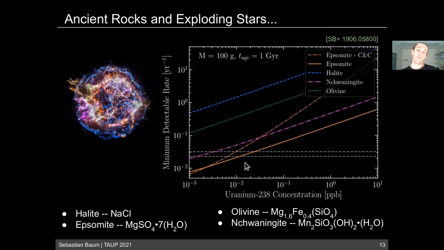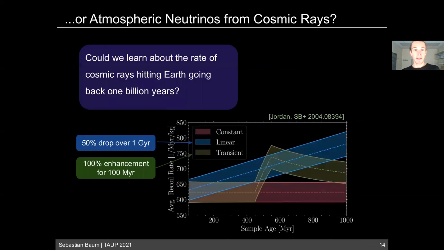And you could see that if you could get a sample of something like epsomite, which is a relatively clean salt mineral often found on Earth, of something like 0.01 parts per billion, which we think is a reasonable benchmark, you could measure the local supernova rate in our galaxy, and that would be the first direct measurement of the supernova rate in the Milky Way. But you could do something even cooler.